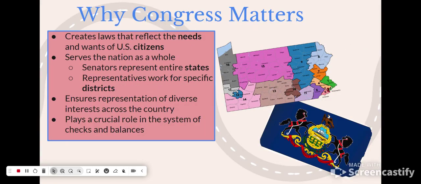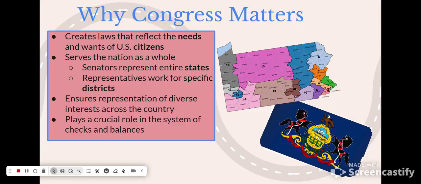So why does Congress matter? Well, it matters because it creates laws that not only impact our lives, but reflect the needs and wants of all U.S. citizens and U.S. residents. They serve the nation as a whole by representing each individual state's interests. This is the job of senators. So senators represent entire states, whereas representatives who work in the House of Representatives are the voice of the interests of specific state districts.